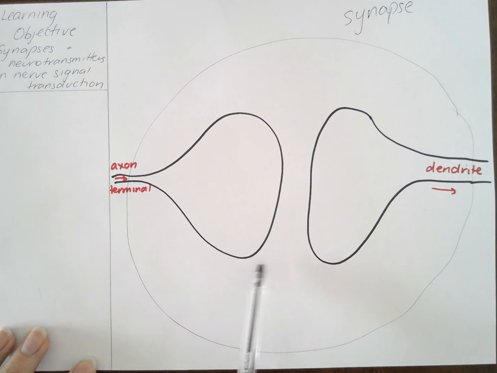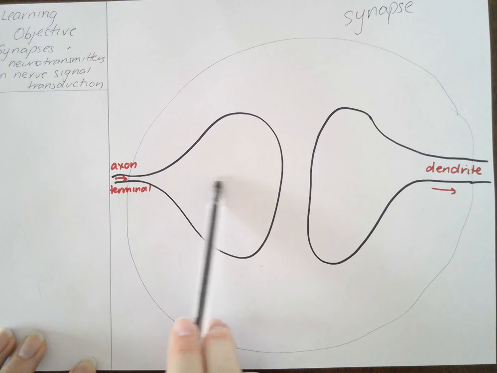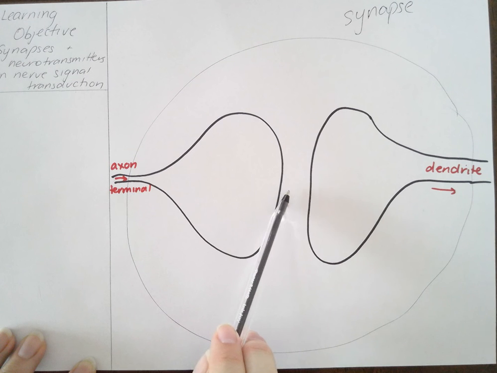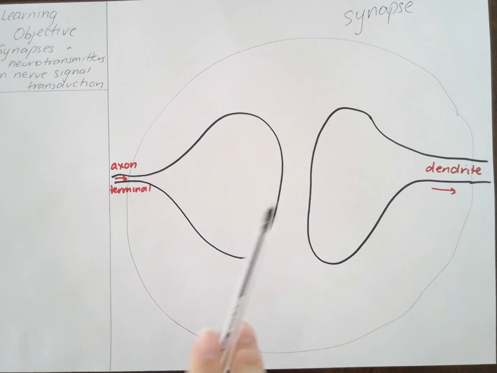But I want you to pay close attention that these don't actually physically touch. So the way that they send the signal is they turn what's considered an electrical signal into a chemical one across this gap, across the synapse to the next neuron, and that is going to be our nerve signal transduction.